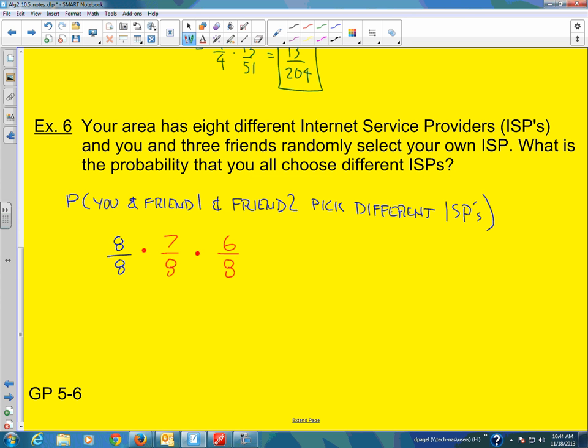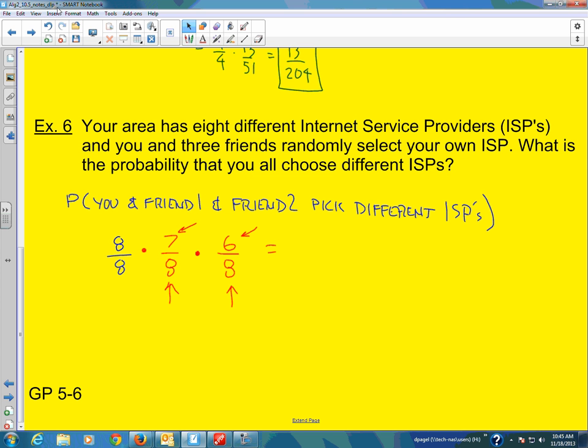And I know what you're wondering. You're wondering, well, why, after I take an ISP, would not my friend's total number on the bottom become 7, and then the second friend becomes 6? Again, I'm assuming that we are independently doing this at the same time, but we're looking for that probability where, what if we all happen to choose different ISPs? And so the number stays the same here because that's how many ISPs there are to choose from. The number changes up here because we each want a different ISP. And so we multiply this all together.